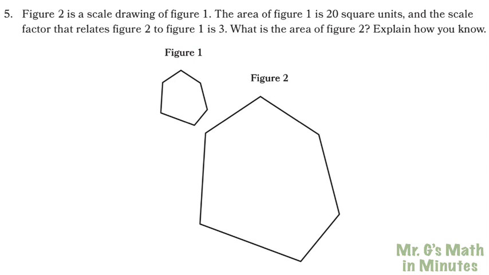And this last problem deals with the area of some scale drawings. If you take a look at this problem, it says figure 2 is a scale drawing of figure 1. The area of the original figure, figure 1, is 20 square units. And the scale factor that relates figure 2 to figure 1 is 3. So that means figure 1 is our original. Figure 2 is our scale drawing. That also means this would be our x. This would be our y. And to go from figure 1 to figure 2, the scale factor was a 3.